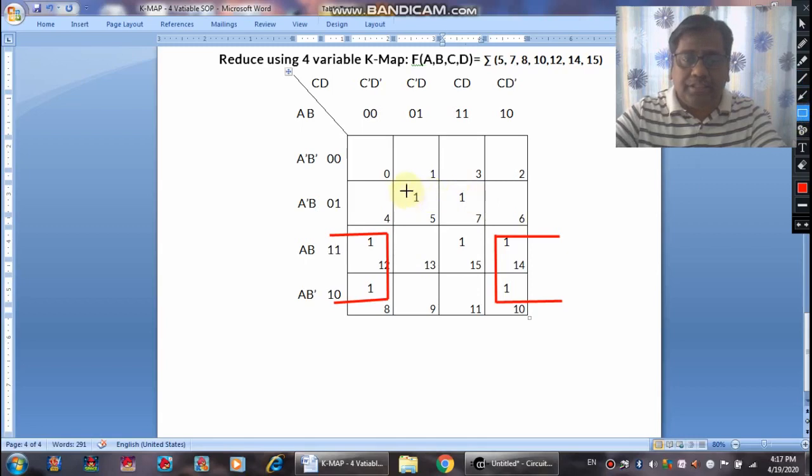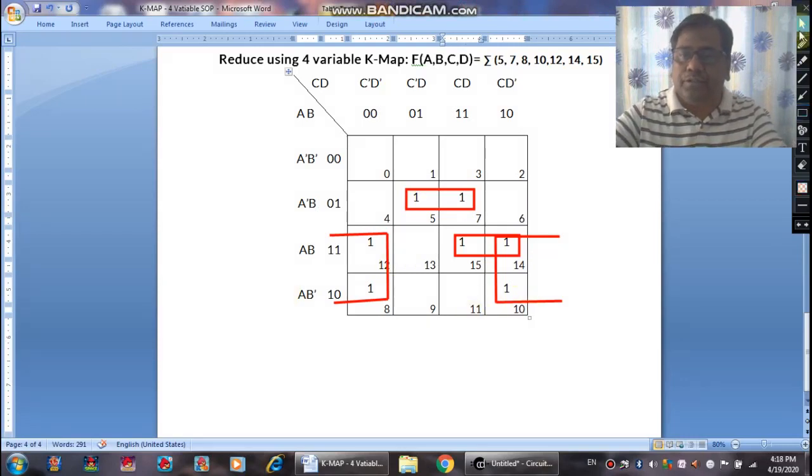Now there are two ones. One could be paired, because no other one is placed in such a manner that it can become a quad. There is one more left over here. It can also be grouped as a pair. That means this K-map consists of one quad and two pairs.